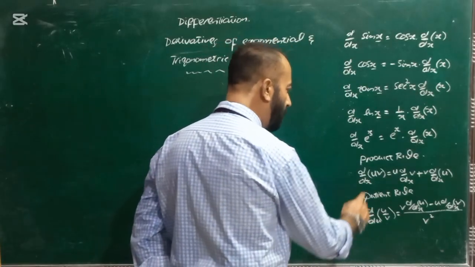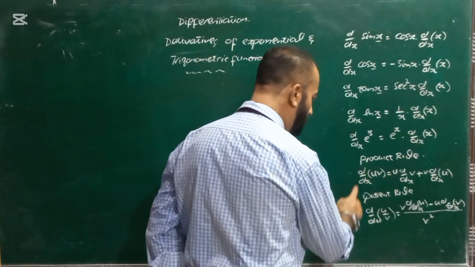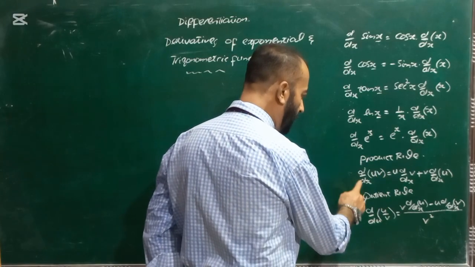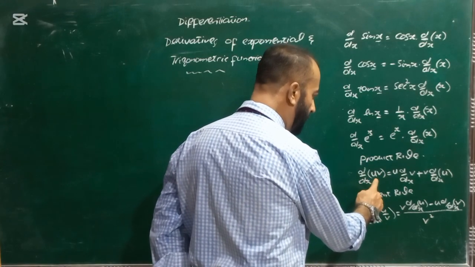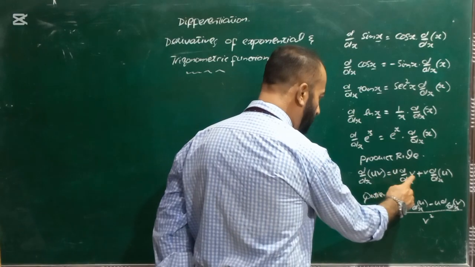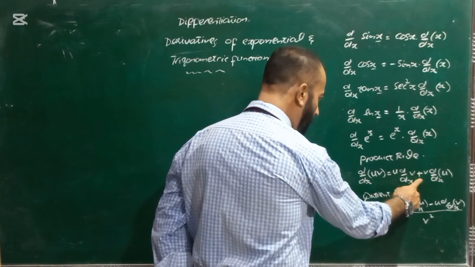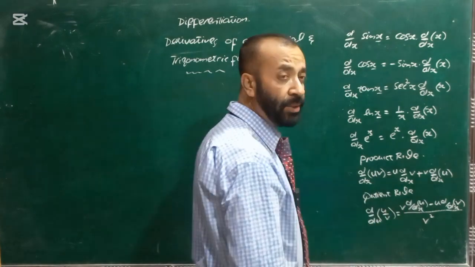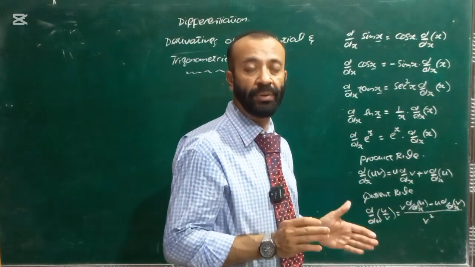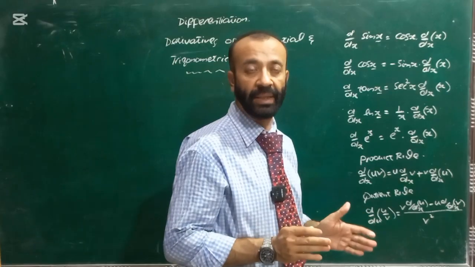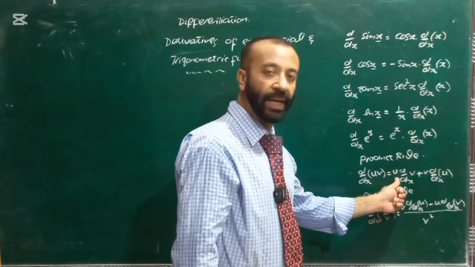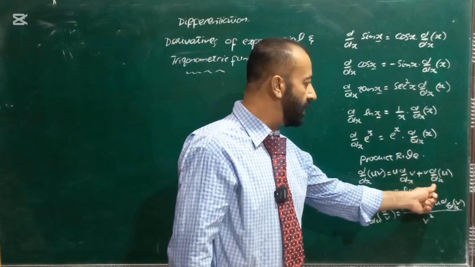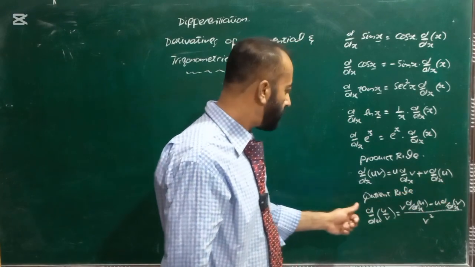Next thing that we are going to read is product rule. So when two functions are multiplying with each other, their derivative formula is first as it is, differential of second, plus second as it is, differential of first. So again listen, you have to learn this sentence: first as it is, differential of second, plus second as it is, differential of first.